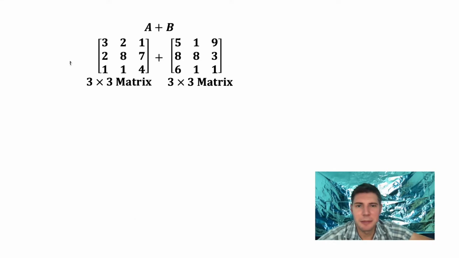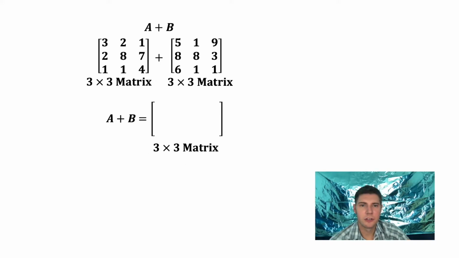So let's talk about adding matrices. If we add A plus B, it would look like this. Since the 2 matrices have the same dimensions, 3 by 3, we're allowed to add them together. The resulting matrix will also be the same dimensions, 3 by 3. The way we get this first entry is by adding the corresponding entry of the other 2 matrices.